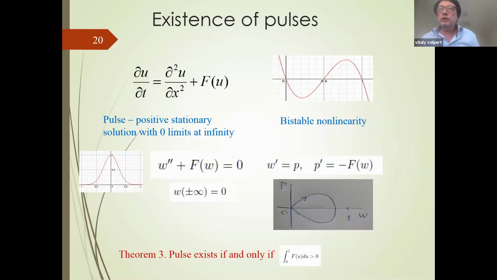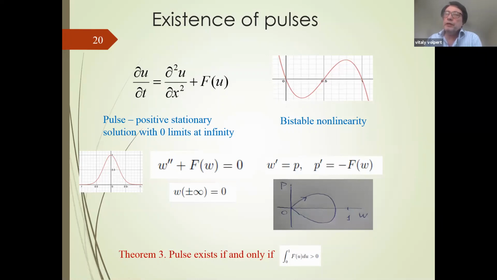Now, another type of solutions called pulse solutions, pulses. So what is it? We have the same equation, and we assume that f of u is like that. It is a bistable nonlinearity. And we look for solutions shown here at the left figure. It is a positive solution with zero limits at infinity.